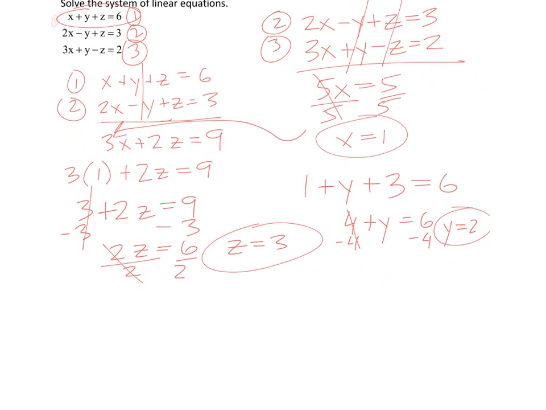Alright, so my answer then is a point. First comes x, second comes y, and third comes z. Alright, so the point 1, 2, 3. That's a three-dimensional coordinate system. Alright, let's do one more example.